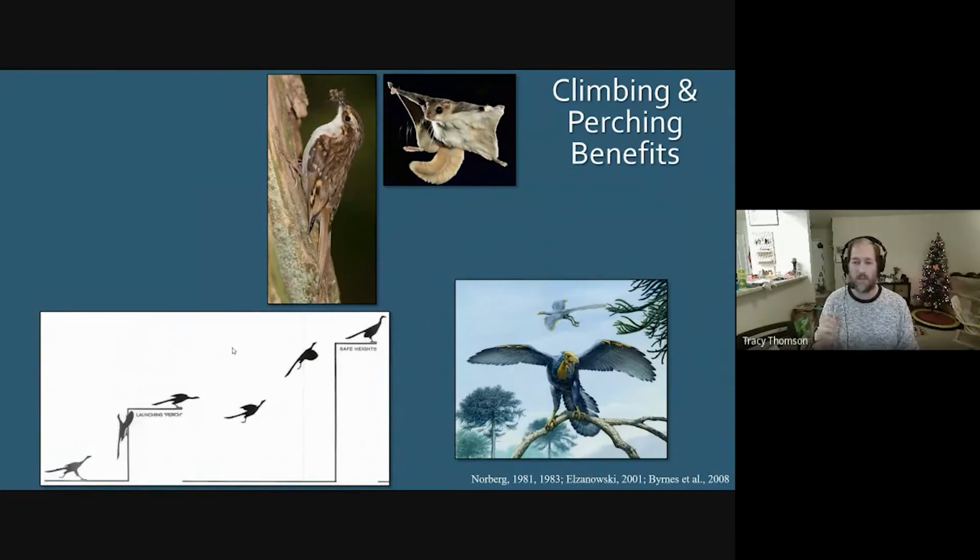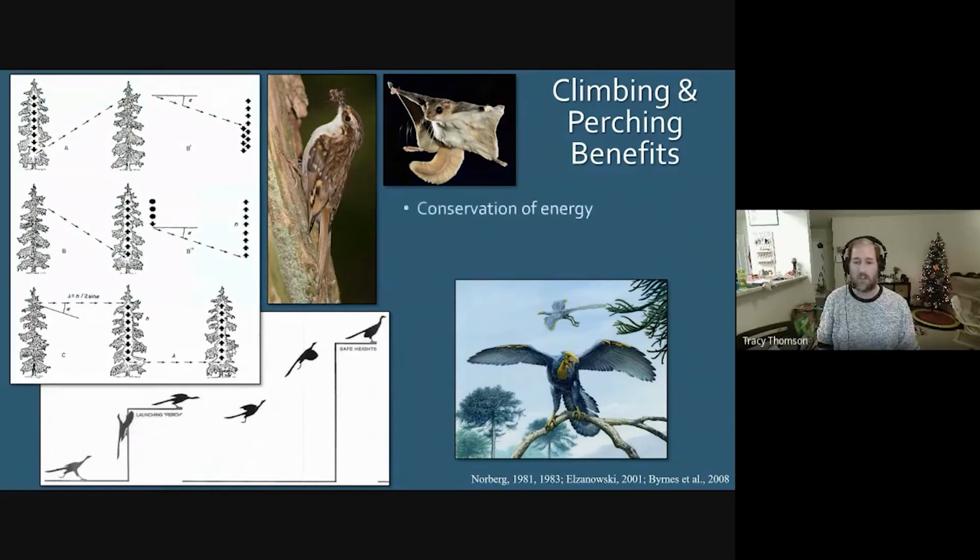Now, there could be many benefits to climbing and perching. You can have conservation of energy. It's been shown that it's more energy efficient to climb up a trunk and glide down to the next trunk. So woodpeckers do this as they forage for food through the woods. Also, predator avoidance. You can climb up and access high safe zones or access elevated perches for gliding and going to the next tree.